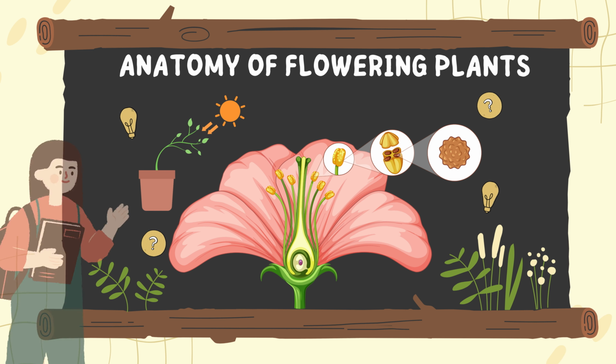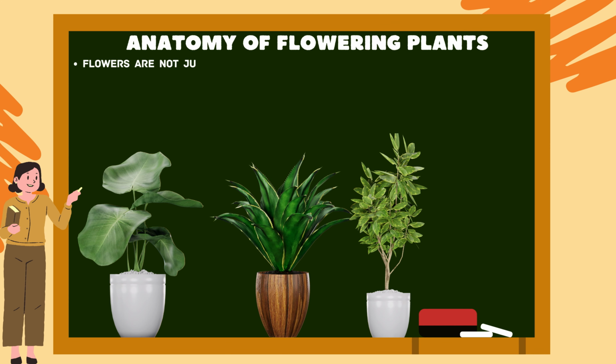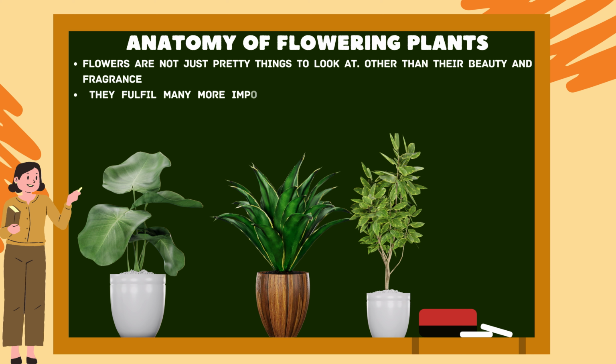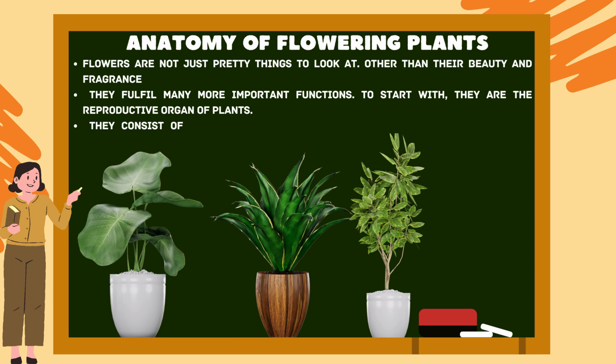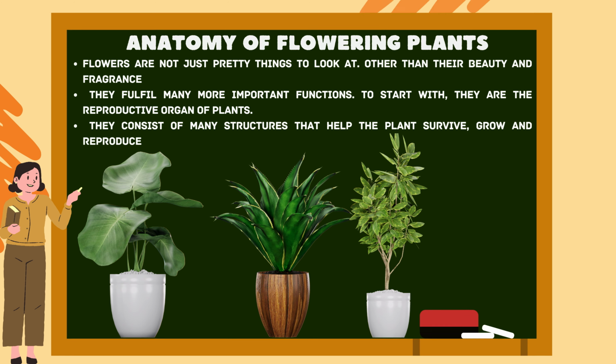Let's start the video. Starting with introduction. Anatomy of flowering plants. Flowers are not just pretty things to look at. Other than their beauty and fragrance, they fulfill many more important functions. To start with, they are a reproductive organ of plants. They consist of many structures that help the plant to survive, grow and reproduce.